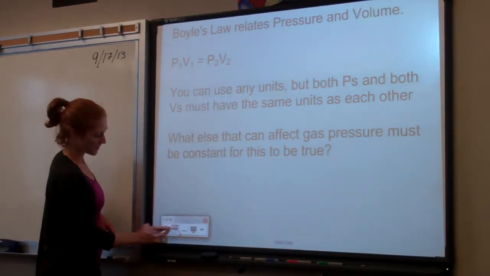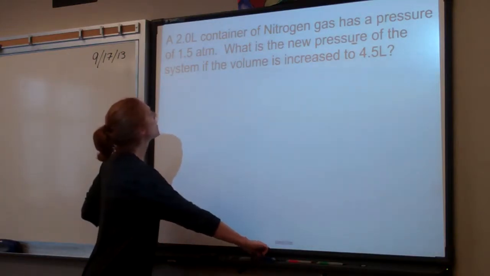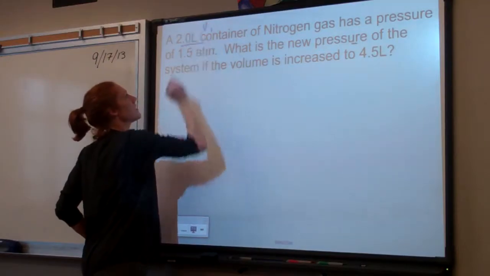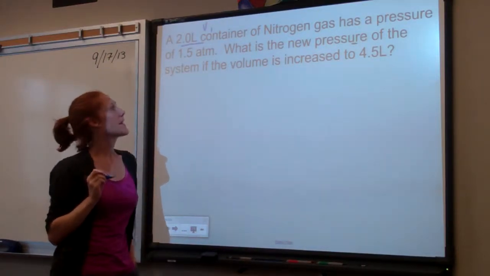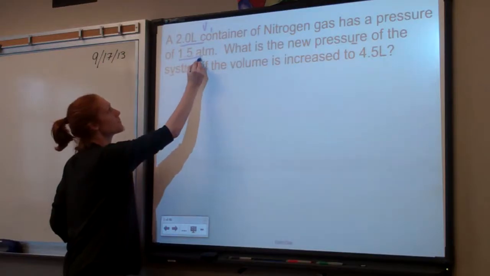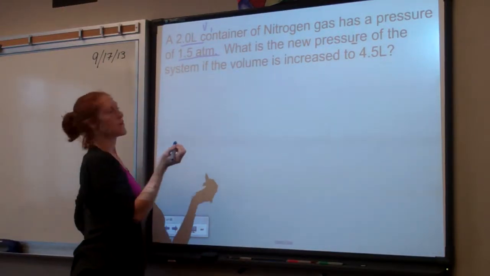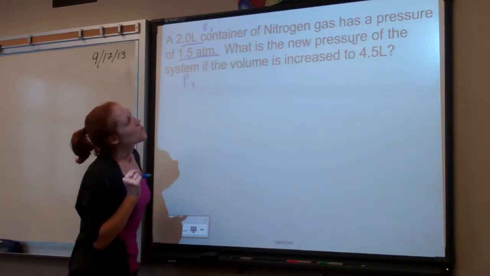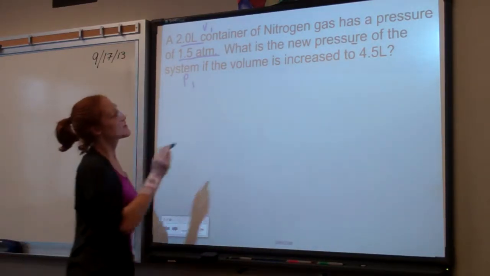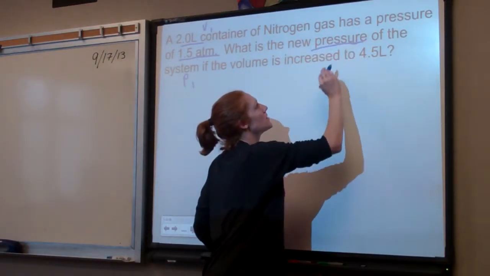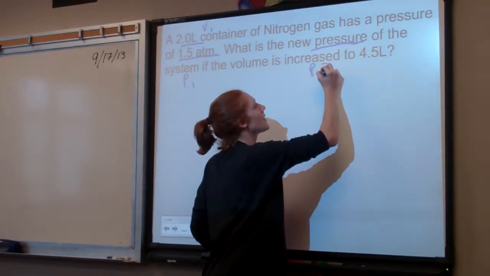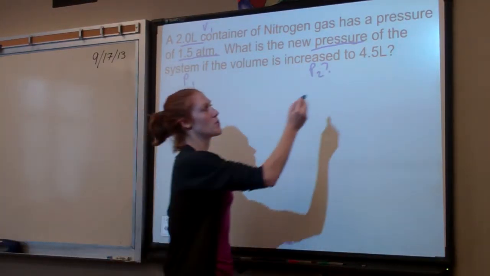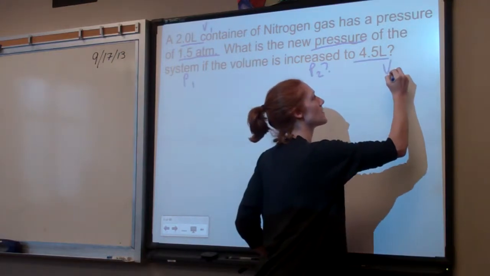So, let's go for our example. I have a 2 liter container. Liters is a way that I measure volume, so that'll be my V1. A 2 liter container of nitrogen gas has a pressure of 1.5 atms. 1.5 atmospheres is for pressure, like atmospheric pressure, so that'll be my P1. What is the new pressure of the system? So I'm looking for P2 is my question. I don't know it. What is the new pressure of the system if the volume is increased to 4.5 liters? Okay, so there's my V2.